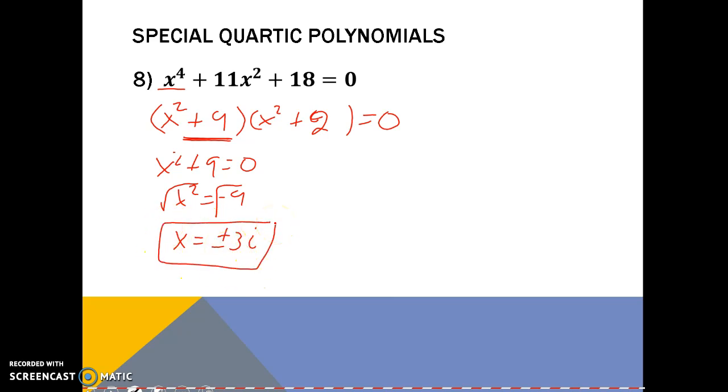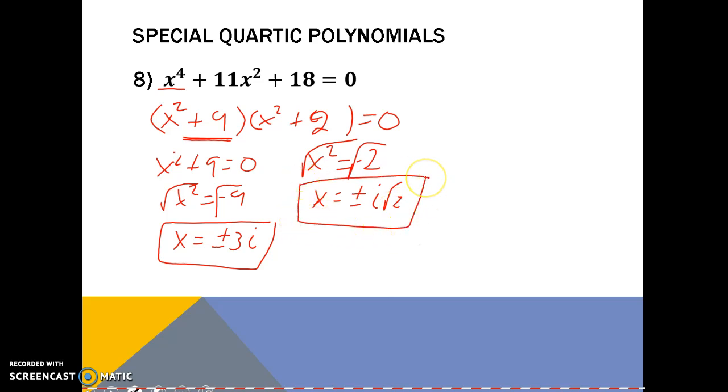And then when I solve the one on the right, I would subtract 2 from both sides, so x squared is going to equal negative 2. Take the square root of both sides, and x equals plus or minus i radical 2. And those are my 4 solutions.